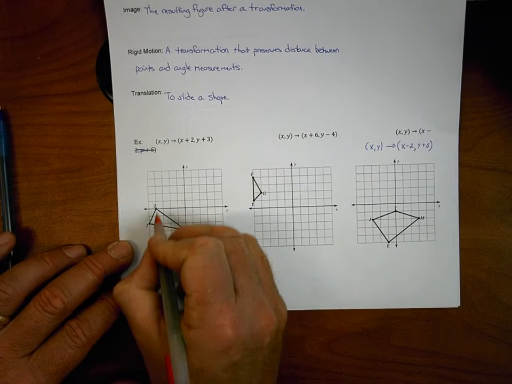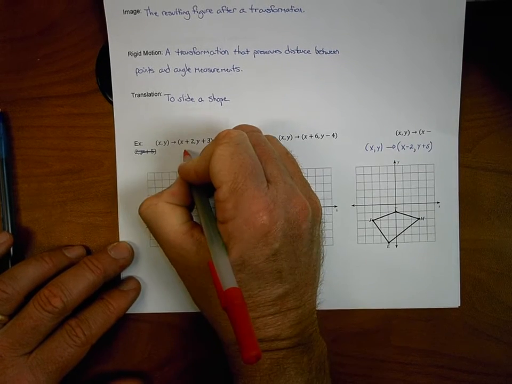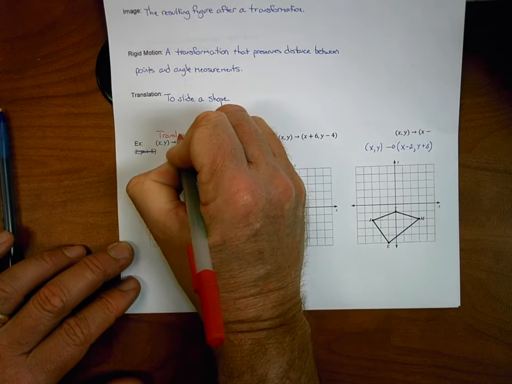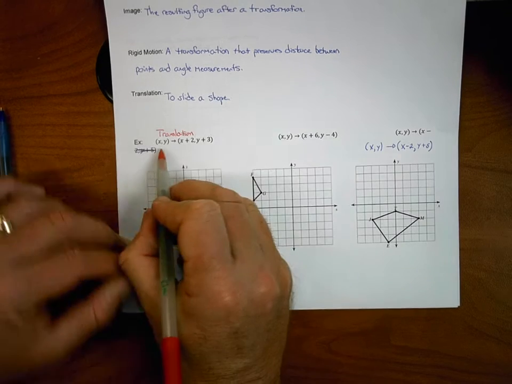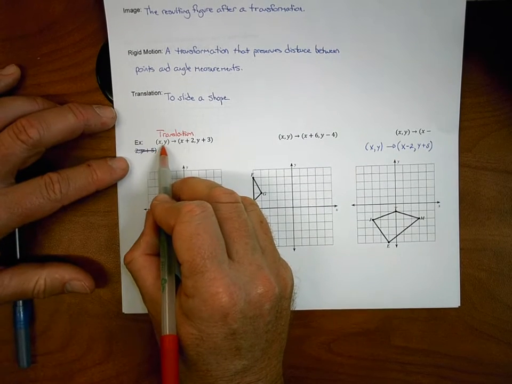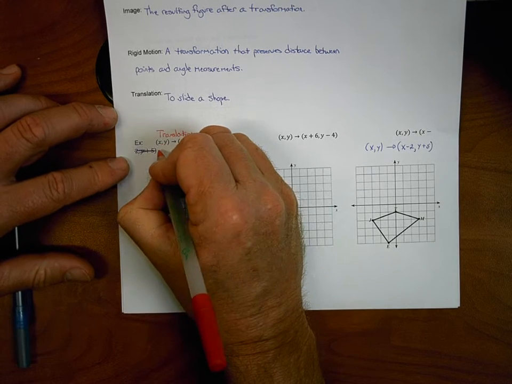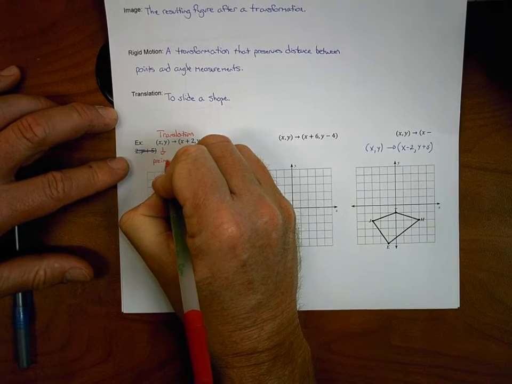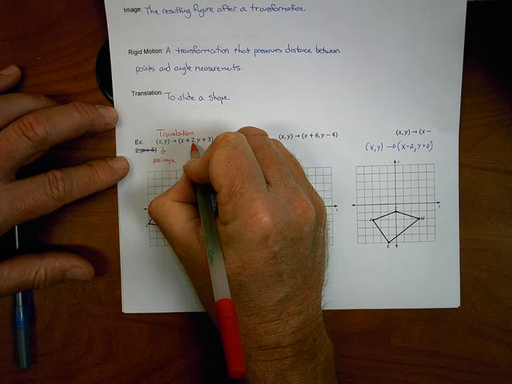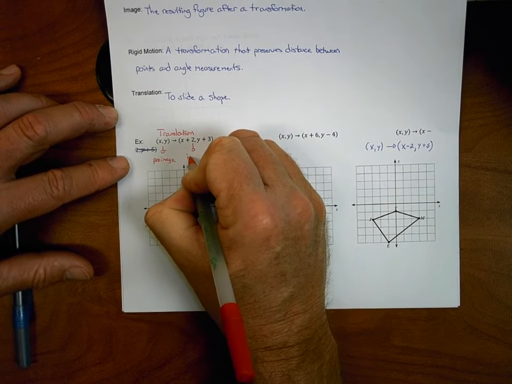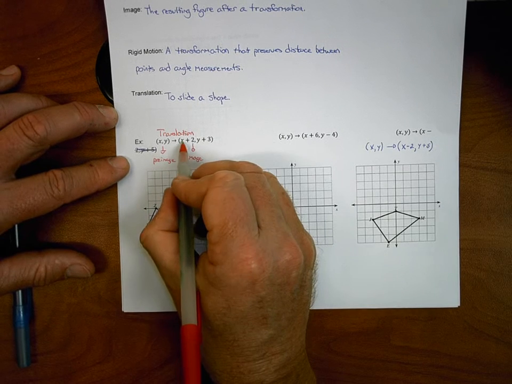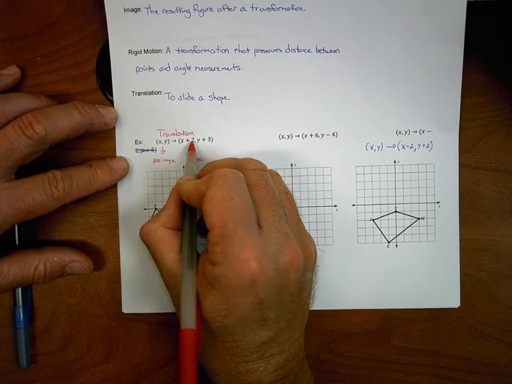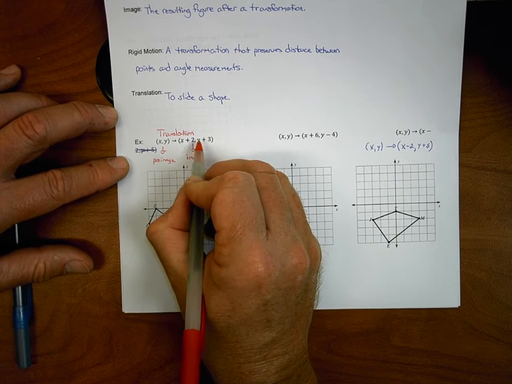The first thing you want to do when you do a translation, so this right here is an example of a translation. And the way that you're going to read this is, you're going to take the original figure. So this right here is the pre-image. So you're going to take whatever the pre-image is, and then it's giving you a rule on how to make the image. And if you notice, what it's saying is you're going to take whatever the x value is, and you're going to add 2 to it, and you're going to take whatever the y value is, and you're going to add 3 to it.